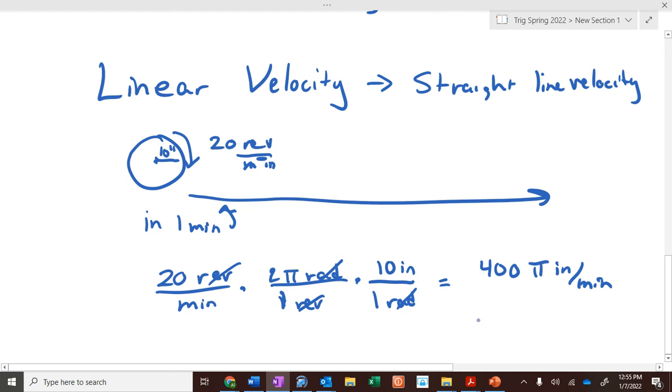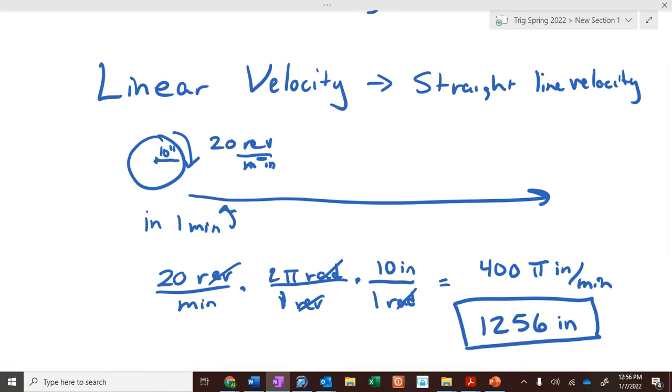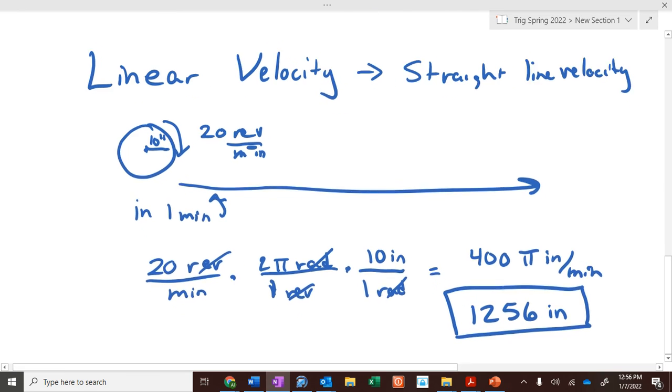I think that's 1286, or maybe it's 1236, 1256. Something like that. So in 1 minute, that tire will travel 1,256 inches. Okay? 1,256 inches.